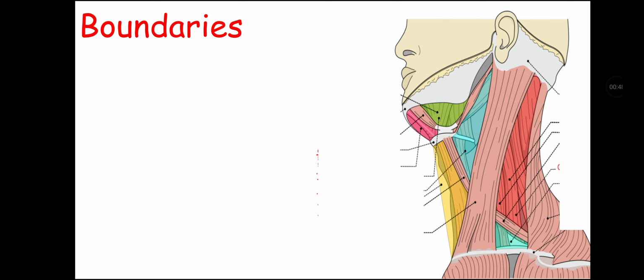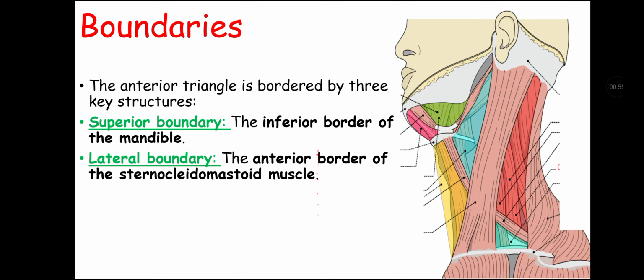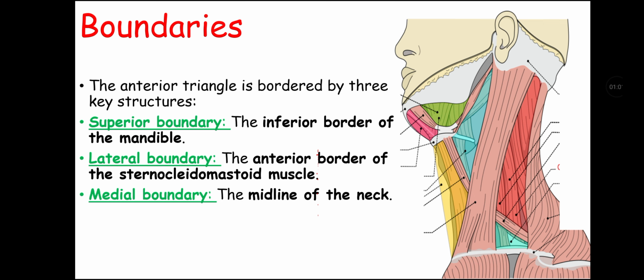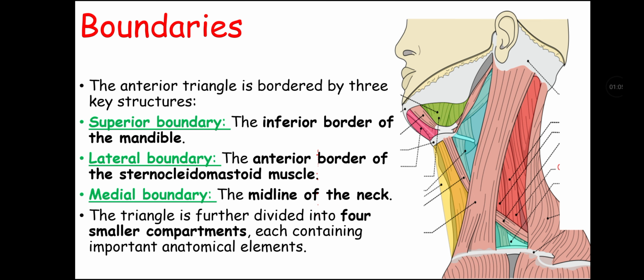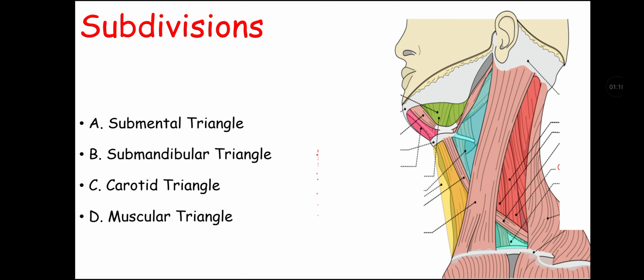So the boundaries of anterior triangle are three boundaries. First is superior boundary, that is by inferior border of the mandible. Second is lateral boundary, that is by anterior border of sternocleidomastoid muscle, and then we have medial boundary, that is by the midline of neck. This triangle is further divided into four smaller compartments, each containing important anatomical elements. And its subdivision includes submental triangle, submandibular triangle, carotid triangle, and muscular triangle.